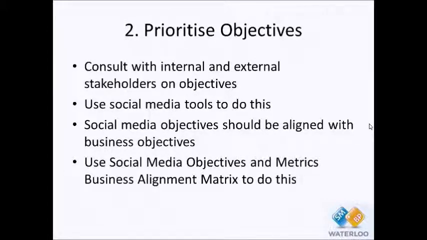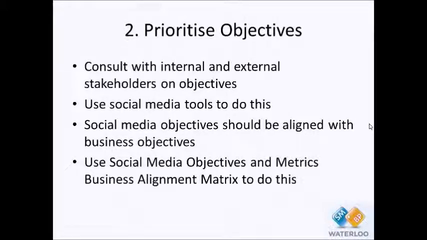The second stage would be to prioritize the objectives for the social media for business performance strategy. And this would involve consultation with internal and external stakeholders on those objectives. It's suggested that social media tools would be used to do this as part of the process of gaining acceptance for social media in the organization. Social media objectives should be aligned with business objectives, clearly.